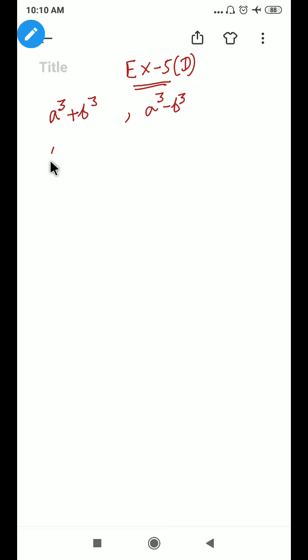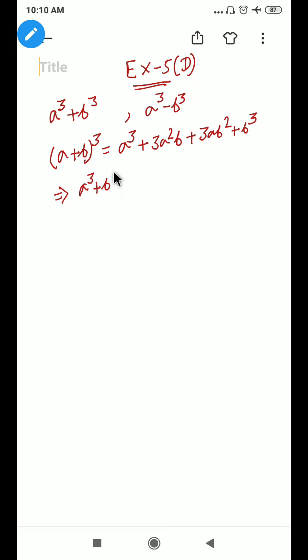So you know the formula (a plus b) whole cube, that is a cube plus 3a square b plus 3ab square plus b cube. Now from here we have to find the value of a cube plus b cube. So a cube plus b cube, keep it on the same side, and all the others, that means 3a square b and 3ab square, keep on the other side.